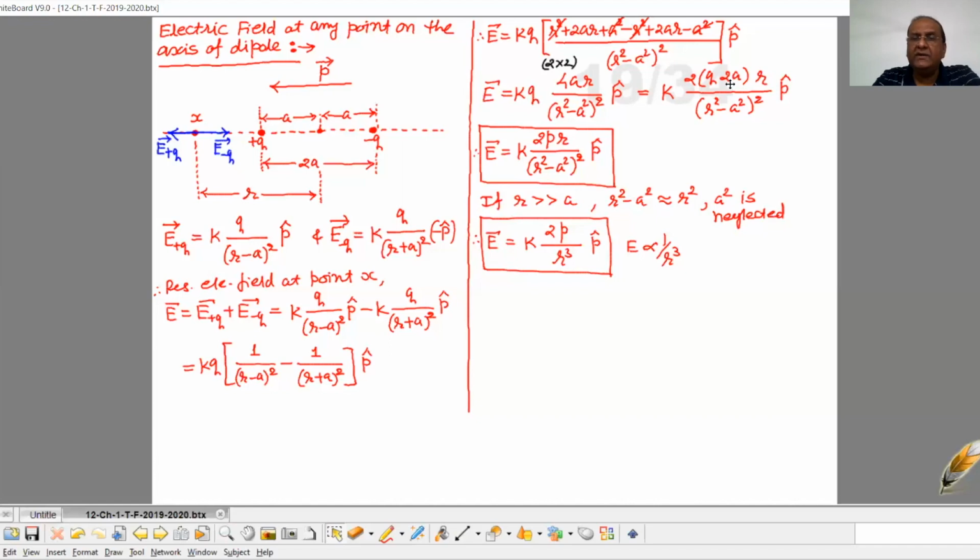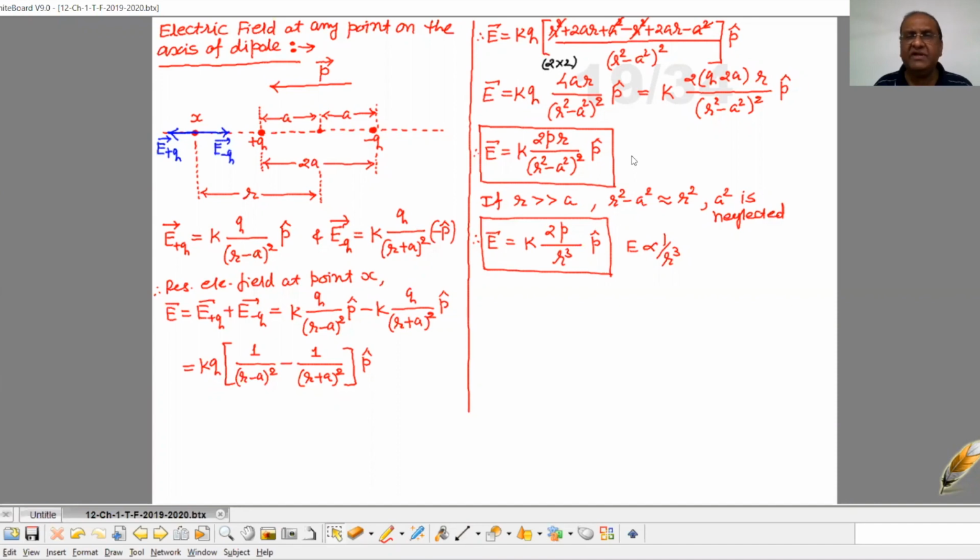But q into 2a is the magnitude of the dipole moment. So we can write the electric field E equal to k 2pr upon (r square minus a square) whole square into p caret. Now, this one is the equation for the electric field at any point on the axis of the dipole. Now, this equation can be used for any point situated at any distance on the axis of the dipole.